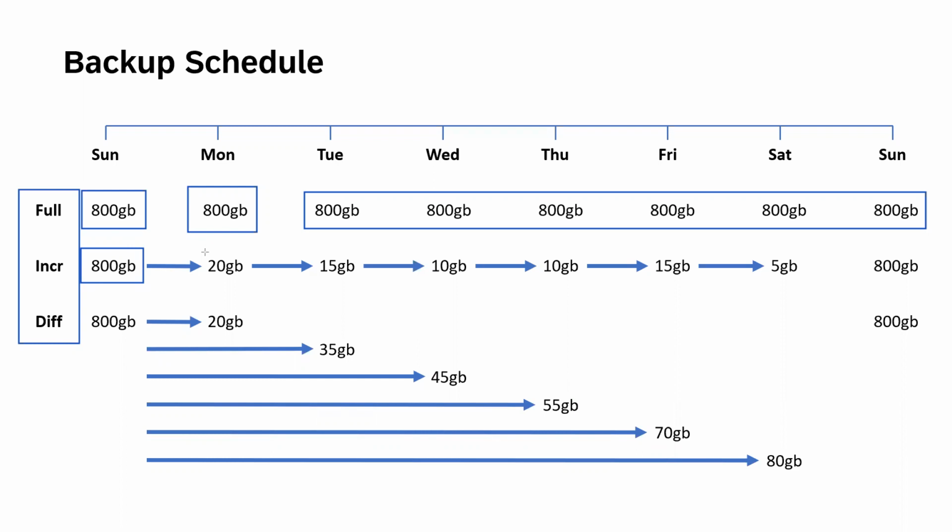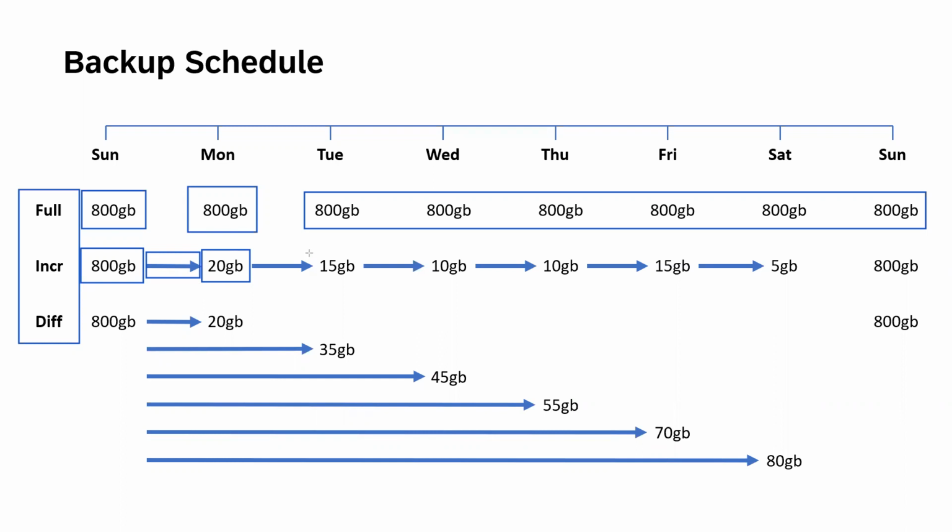Now coming to the next day, when the incremental backup runs again, it will not back up the full database. It will only back up the changes made since the last full backup. The last full backup was on Sunday. So the next day on Monday, it will see that only 20 GB of data has changed, so it will back up only those 20 GB.